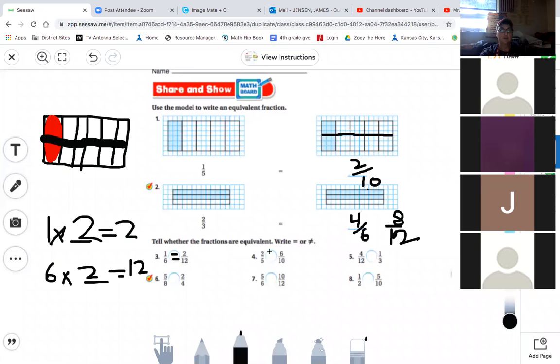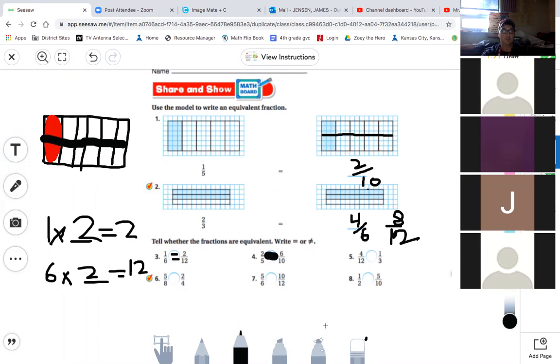2 times 3. Well, does 5 times 3 equal 10? No. So this one doesn't work, does it? 2 times 3 equals 6, but 5 times 2 equals 10. You're not multiplying by the same thing.